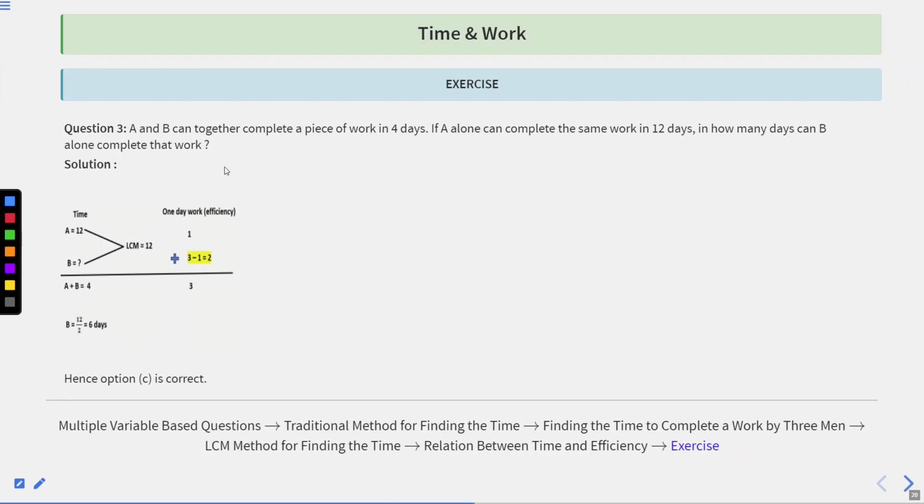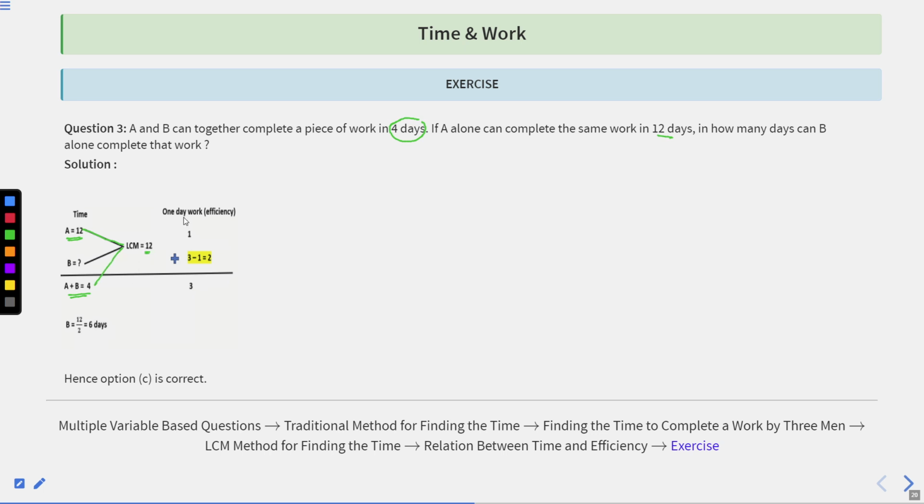So again, here we have A can complete in 12 days. So the time taken by A will be 12, and it is also given that together both of them complete the same work in 4 days. So A plus B is equal to 4. That is also given to us. So the LCM of 12 and 4 is 12.